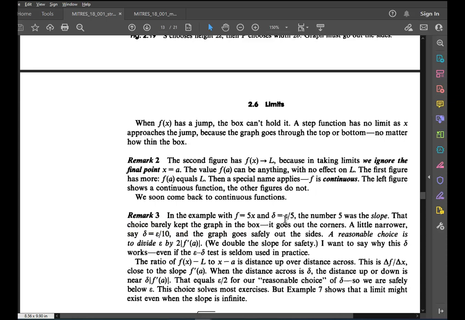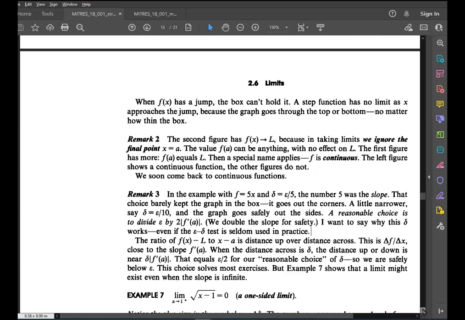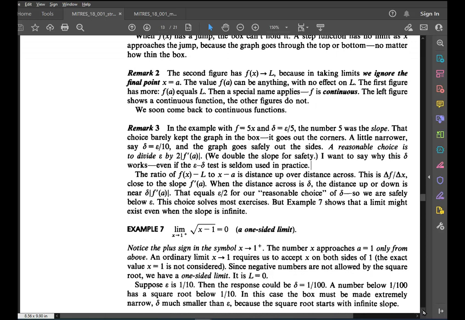So here we have a case where this number 5 was the slope. He says, this choice barely kept the graph in the box, as I mentioned. Make it a little bit narrower, and the graph goes safely out the sides. A reasonable choice is to divide epsilon by 2 times the derivative. We double the slope. Notice here we divided by the slope. Here he says divide by 2 times the slope. That's going to be safe. So, like I said, you sometimes make this a little bit smaller than necessary.